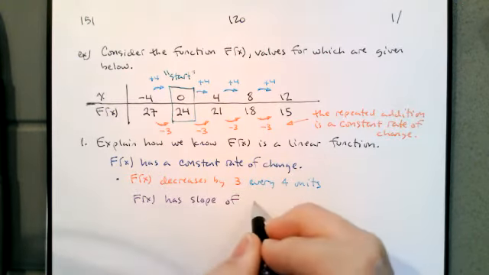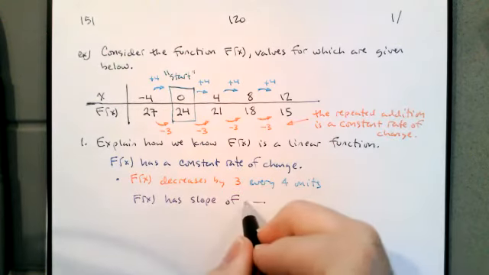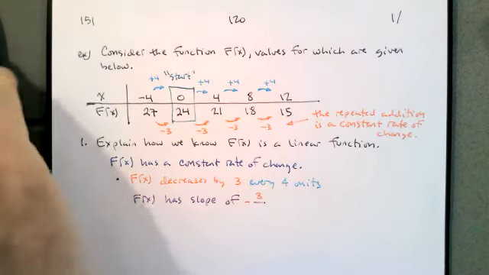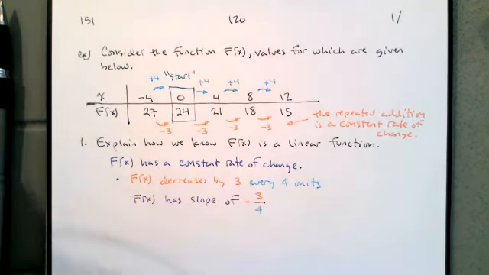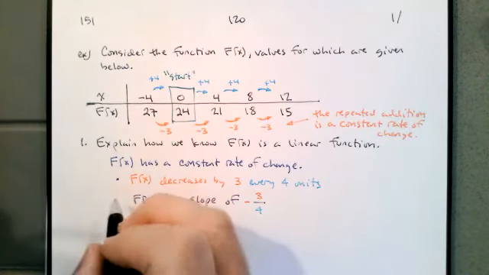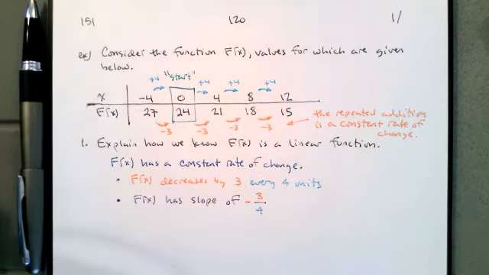And we can write it as a fraction. We could say decreasing by 3 every 4 units. So negative 3/4 will be the slope. But the primary thing we want to say is that f of x has a constant rate of change. We want to identify that there is a constant rate of change.